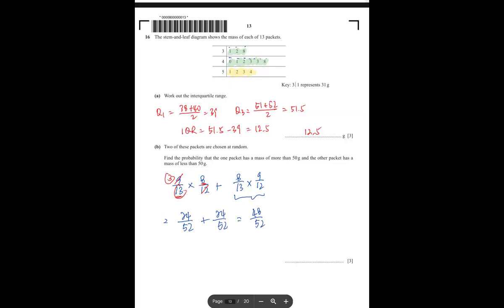Interestingly, if you did not leave it in the simplest fraction, you won't get penalized. Let me check. You won't get penalized, but a good habit is to simplify. So both of them are even numbers, they can actually be divided by 4. So this would be 12 out of 13. Is it 12 out of 13?